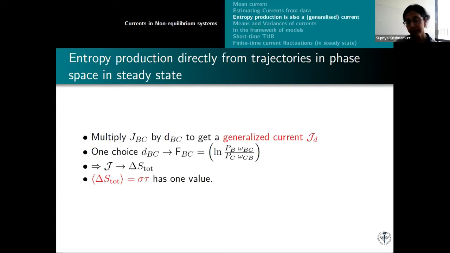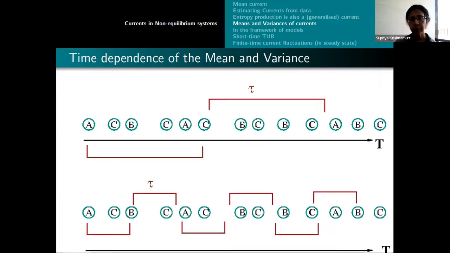Okay, but we'll see there are other ways to do it. So there's one thing that I thought I would just clarify, is that sometimes people get a bit confused. I'm talking of steady states, and then you could say, why is there a time dependence? Okay, the mean, of course, was something that depends on how long a data trajectory I have. But the variance, of course, also depends on time.